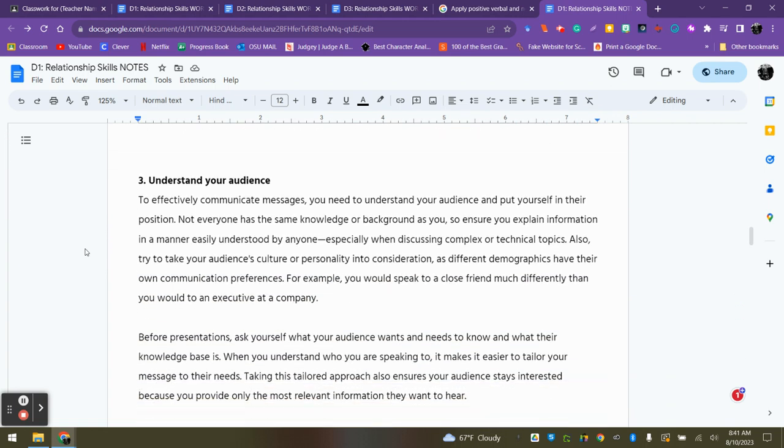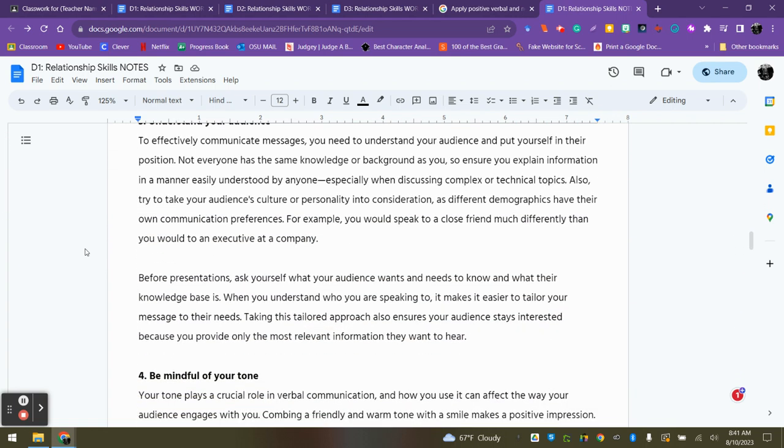Number three, understand your audience. To effectively communicate messages, you need to understand your audience and put yourself in their position. Not everyone has the same knowledge or background as you, so ensure you explain information in a manner easily understood by anyone, especially when discussing complex or technical topics. Also, try to take your audience's culture or personality into consideration, as different demographics have their own communication preferences. For example, you would speak to a close friend much differently than you would to an executive at a company.